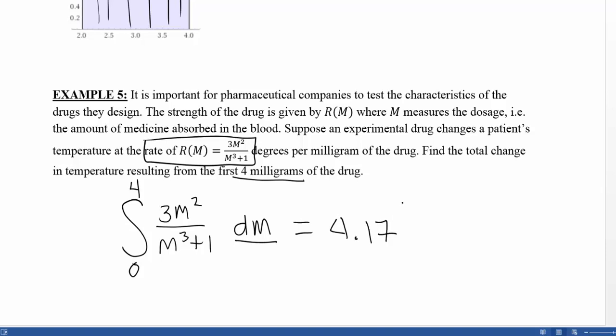4.17. So what does that tell us? Remember, we're finding the total change in temperature. So that 4.17 is going to be in degrees. So this drug is going to change this patient's temperature by 4.17 degrees for the first 4 milligrams of this drug. So that's how we talk about this answer.